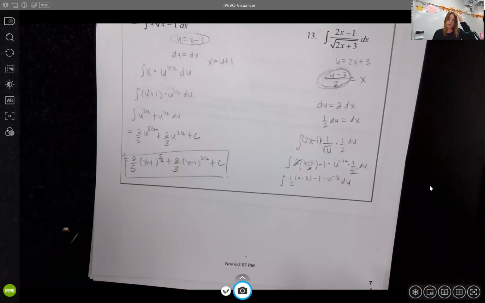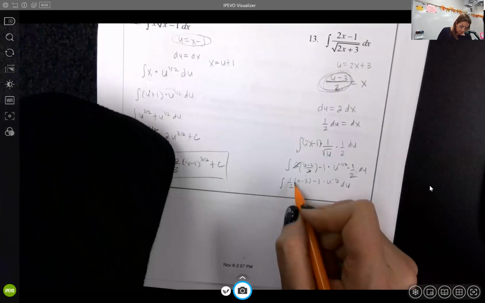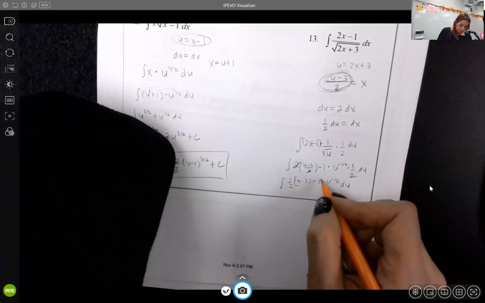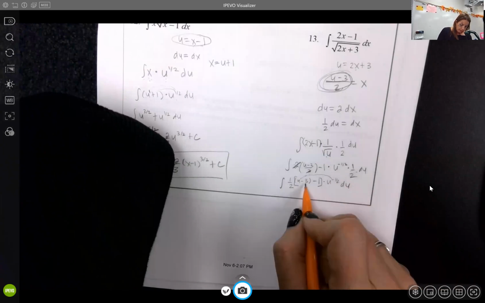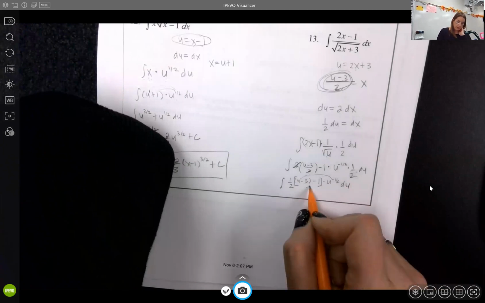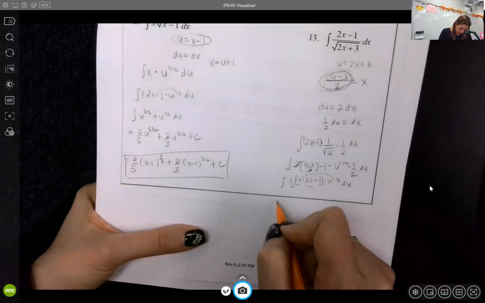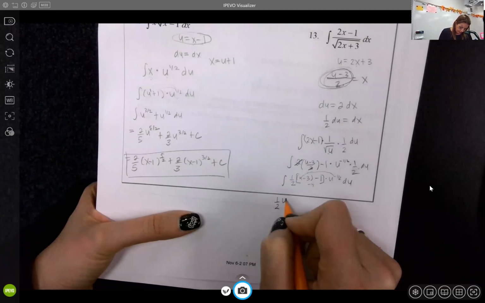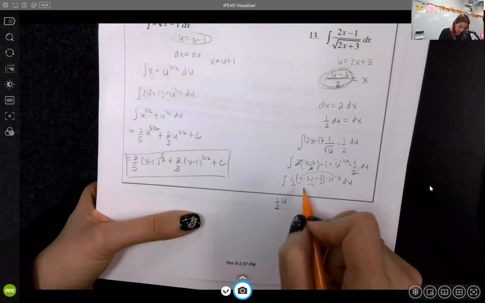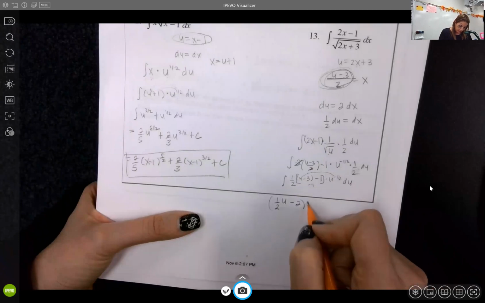Okay, a lot of distributing here, right? So we have to times this by u to the negative half. U minus 3 minus 1 is just minus 4. Okay, so let's pull this half and distribute it. So we have 1/2 u, and then we have minus 4 times a half, so minus 2. That's going to multiply by u to the negative half.